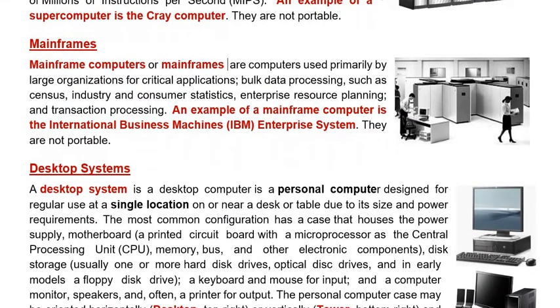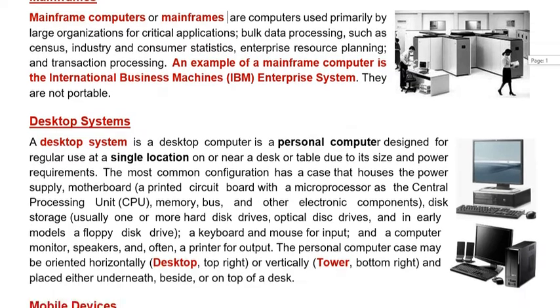So next one we're going to look at is mainframes. Mainframe computers, or mainframes, are computers used primarily by large organizations for critical applications, bulk data processing such as census, industry and consumer statistics, enterprise resource planning, and transaction processing. An example of a mainframe computer is the International Business Machines enterprise system. They're not portable, again, because of their size.